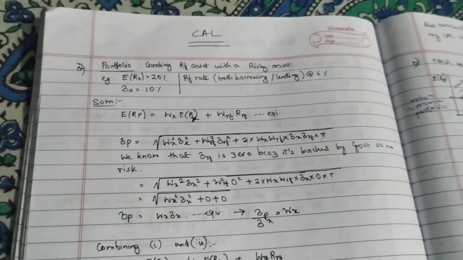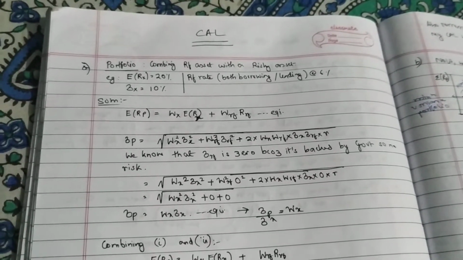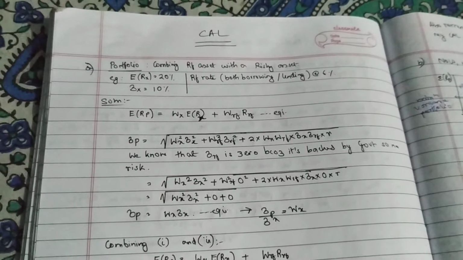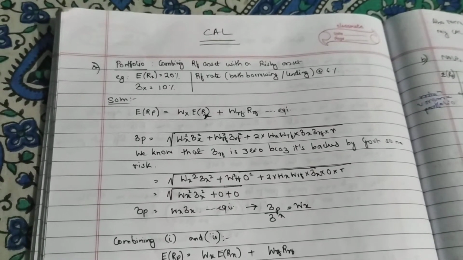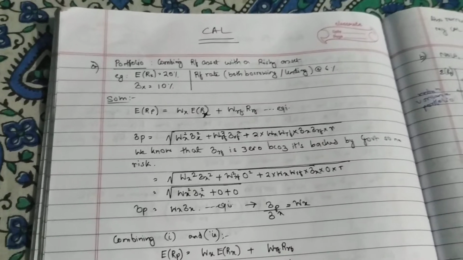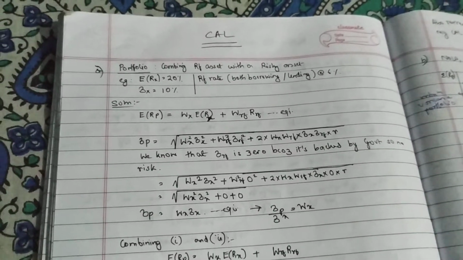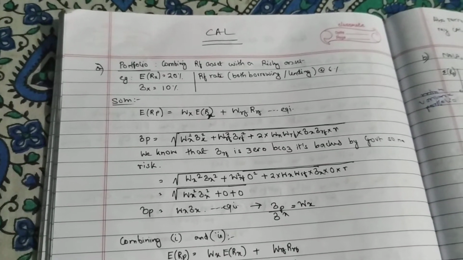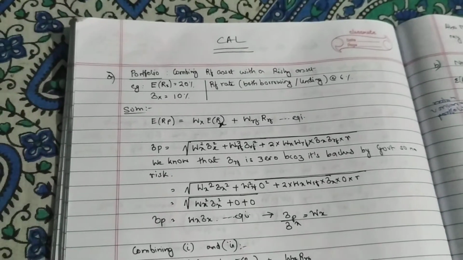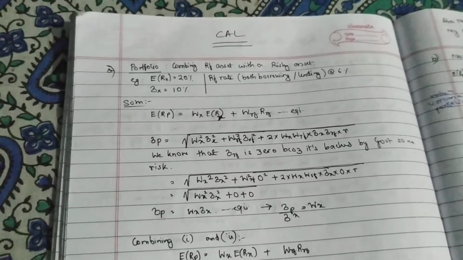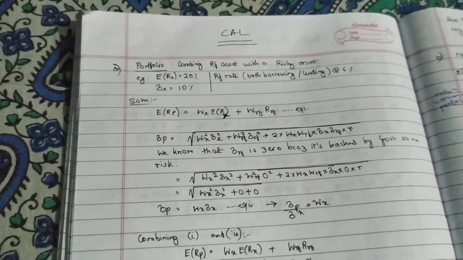So let us take an example where there is an asset which is risky in nature, from which the expected return is 20%, and the standard deviation, that is the risk of that risky asset, is 10%. And we have another asset which is a risk-free asset, which if invested is offering me 6%, and which if borrowed is going to charge me 6%. Now let's get to the solution.